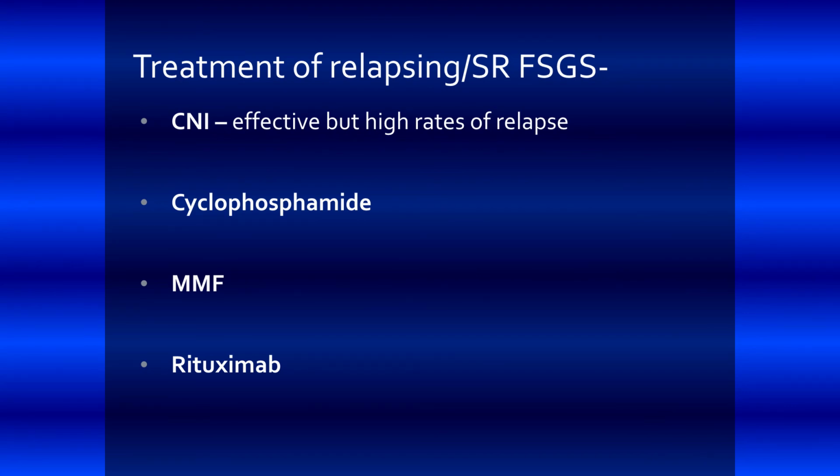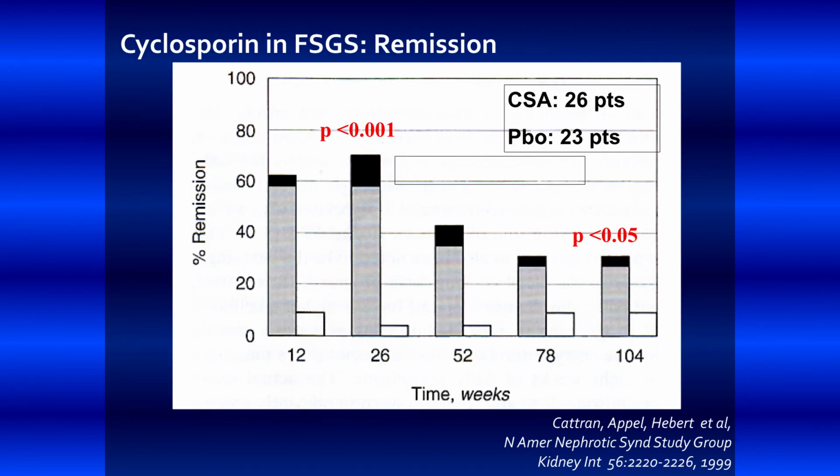In relapsing disease, again, we know that it's effective, but we have high rates of relapse. This was a study from the North American Nephrotic Syndrome Study Group, and they gave just 6 months of cyclosporin. You can see here versus controls that at 6 months, there were excellent remission rates of around 70%. They then stopped treatment, but even with stopping treatment, you still have significantly more people in remission, but clearly a high rate of relapse, because the patients that have gone from here to here have clearly relapsed. And so often these patients, again, need prolonged courses of CNIs and very careful monitoring.